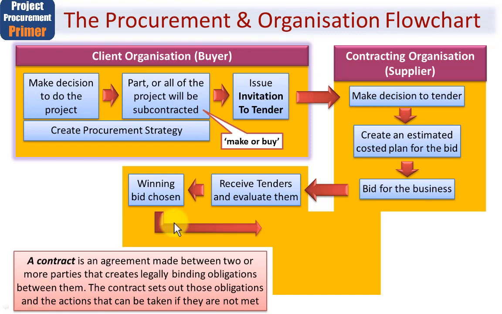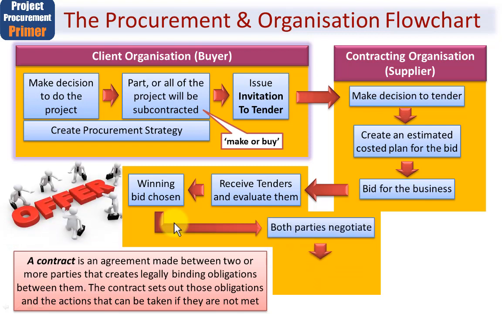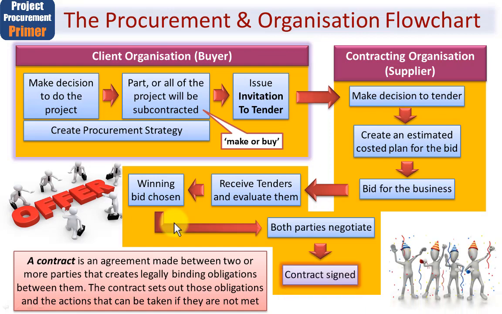So let's now assume the winning bid is chosen. We're on the client organisation side here, the buyer if you will. We now need to get both parties to negotiate. You see, once we've chosen them as the winning bid, there may be some negotiation to be done around the terms and conditions or the delivery mechanism. It could be anything. So there'll very often be some form of negotiation after the winning bid has been chosen. And by the way, I'll be covering negotiation in a separate and later module. Let's assume the negotiation went well, in which case the contract is signed.